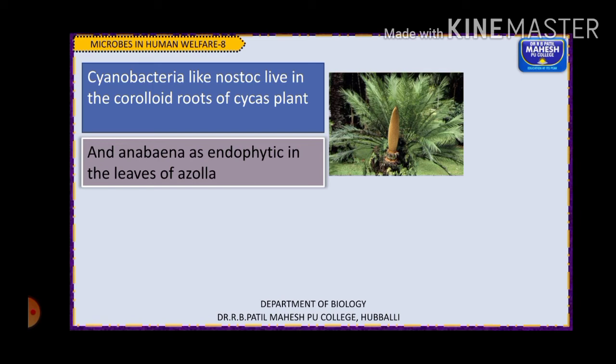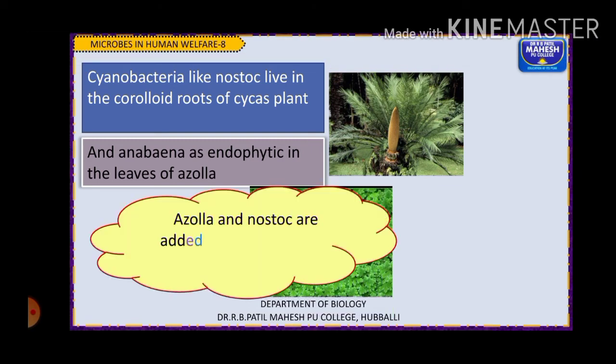So the cyanobacteria here fix the atmospheric nitrogen, and some species of Anabaena and also Nostoc, as I told you, live in the coralloid roots of Cycas. And also this Azolla and Nostoc are added to rice fields to increase the rice yield by more than 50%. So this is how they are useful, okay, as biofertilizers.